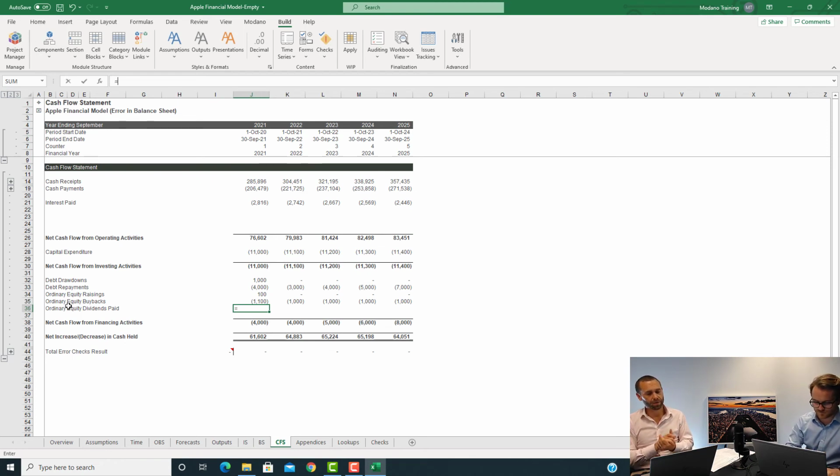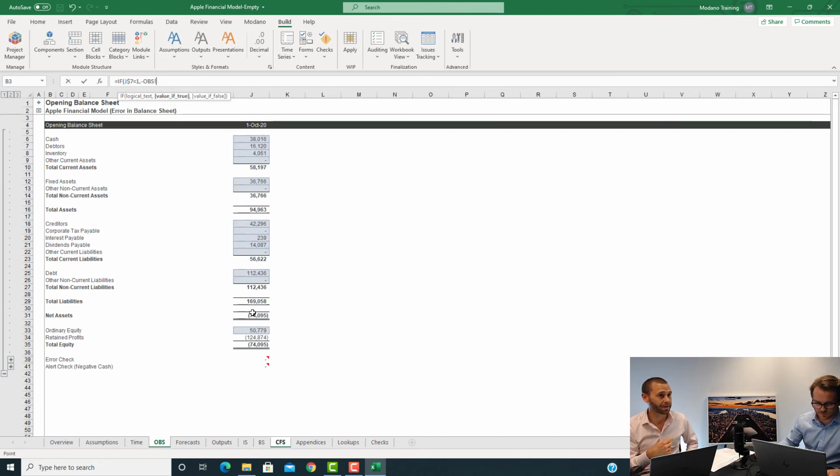Okay, so the formula here in J36 is if it's the first period. So if J$7 equals 1, then negative. So you want to pay negative the opening balance sheet dividends payable amount. So dividends payable is J21, 14,087. Otherwise, so comma, you want to pay the prior period's balance sheet closing balance.